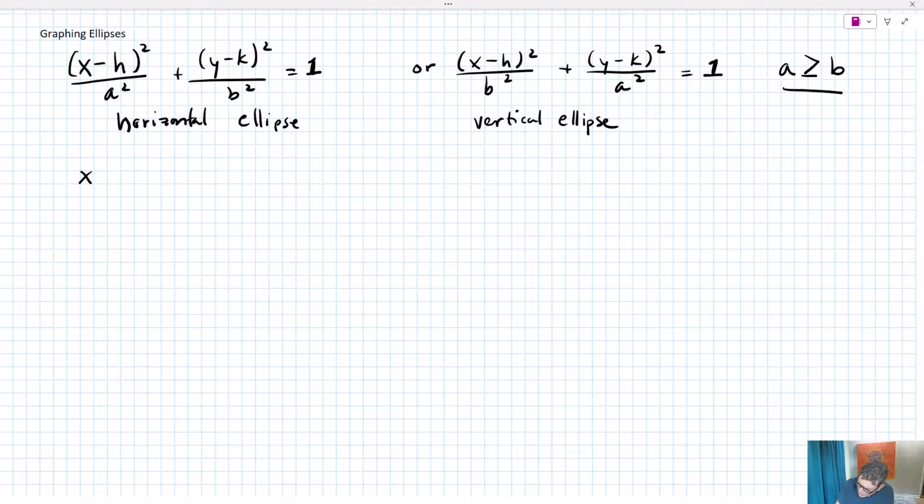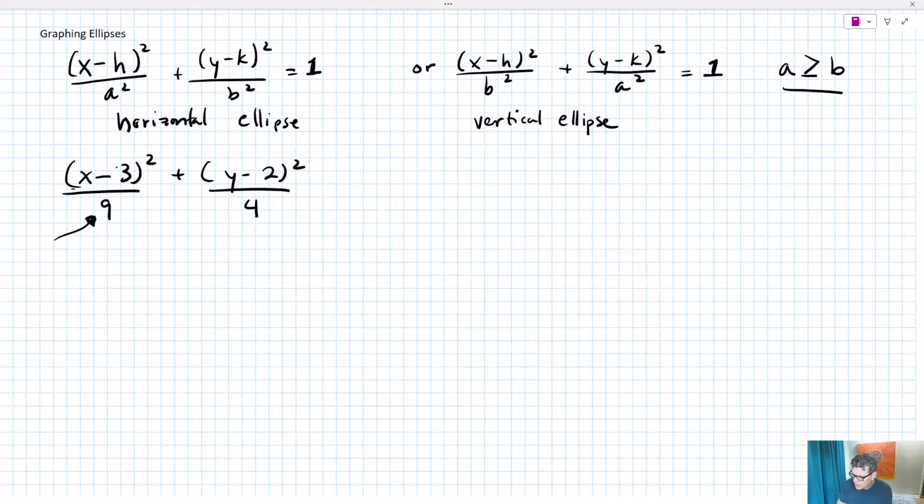So we'll take this and we're going to have x minus 3 squared plus y minus 2 squared, and we'll put this over 9 and this over 4. Notice 9 is the larger of the two. So consequently, we're going to have a horizontal ellipse because it's under the x. See that? It's under the x, so we'll get that horizontal ellipse just like in this first instance.